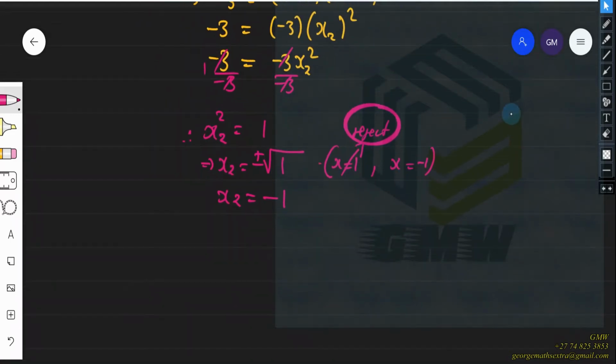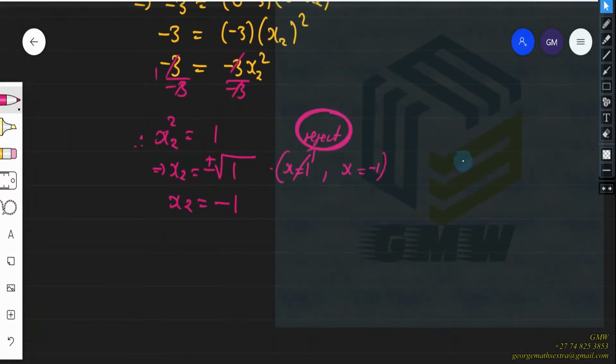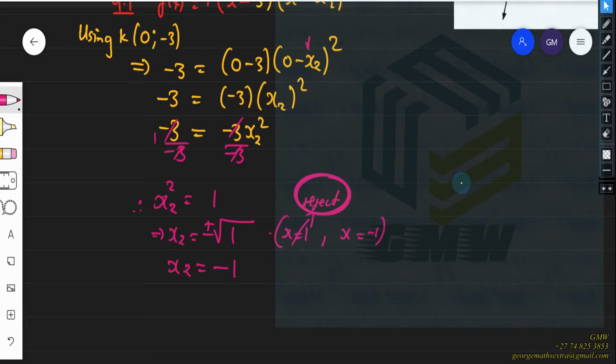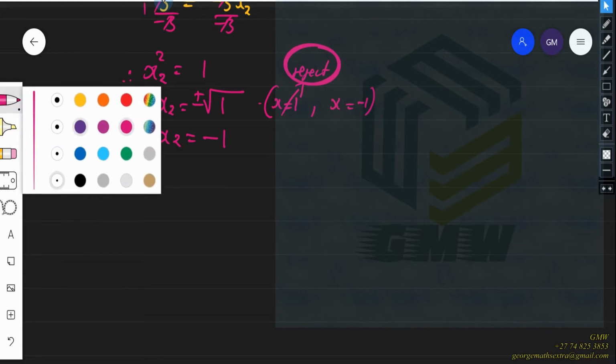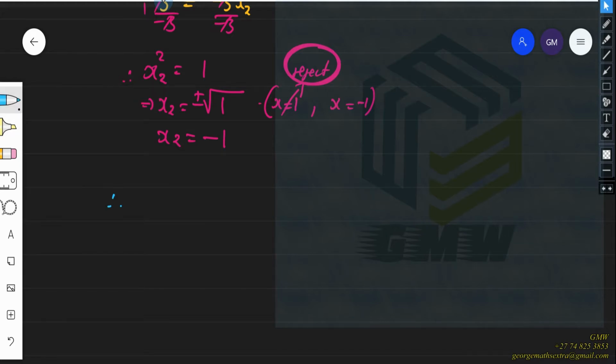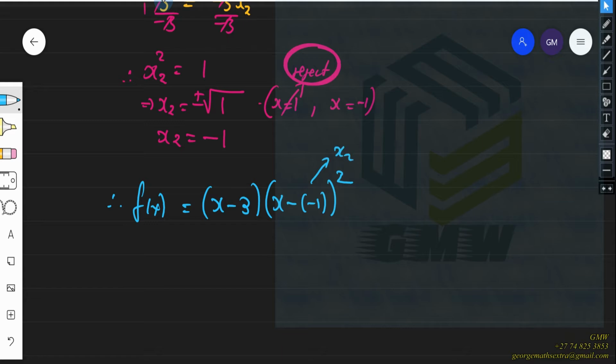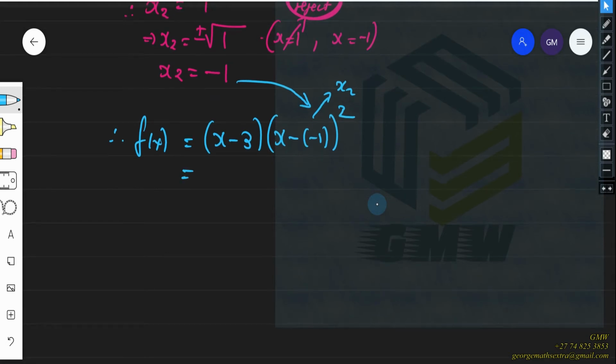Now, with this one done, the next job will be to substitute wherever there is x2, I am going to substitute minus 1. So at this point, I can now say therefore, my f of x is now equal to 1 outside, then I have x minus 3, then I have x minus 1 squared outside. This is the x2 we got, which is the minus 1 we have. So I want to simplify this. I will have x minus 3, then this one becomes x plus 1, then squared outside.